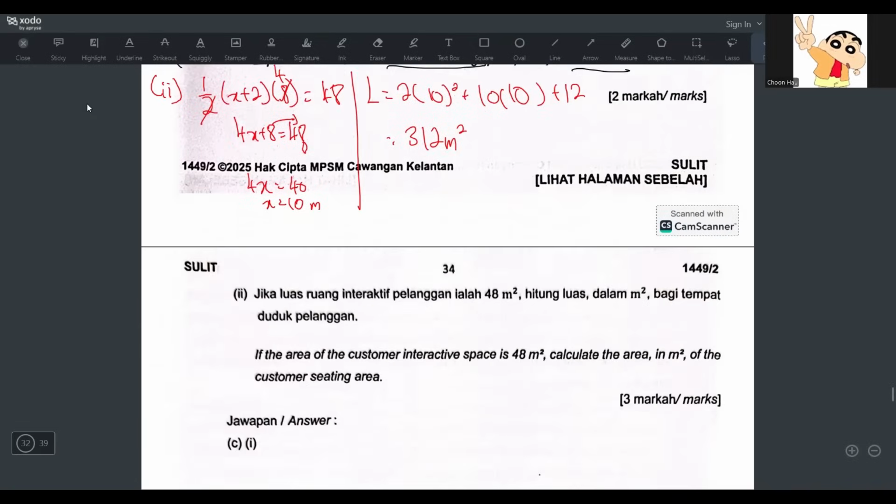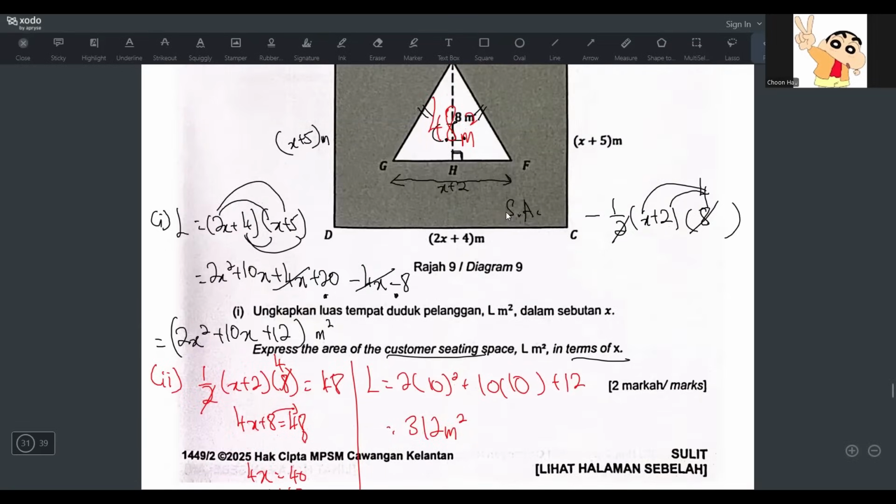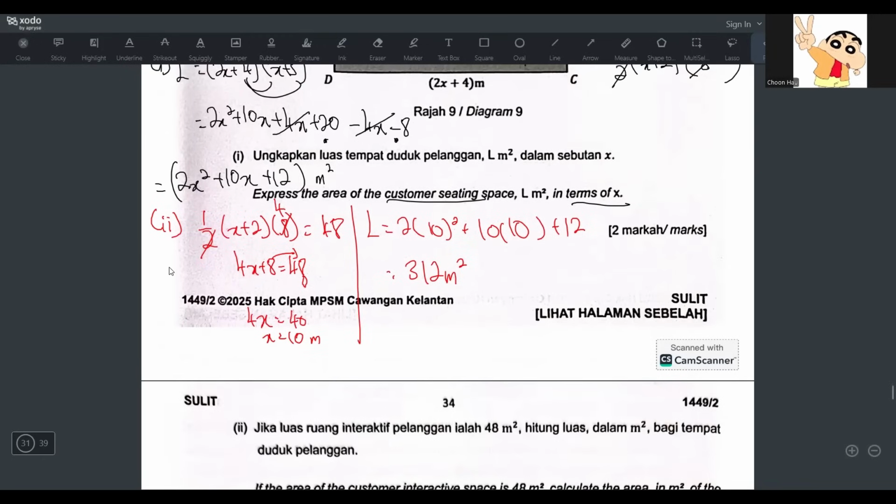Okay, let's double check and see what the question wants. Area of customer sitting area. So the SA, yeah lah, the shaded region. Yeah, that's the answer. Okay, okay, that's all.